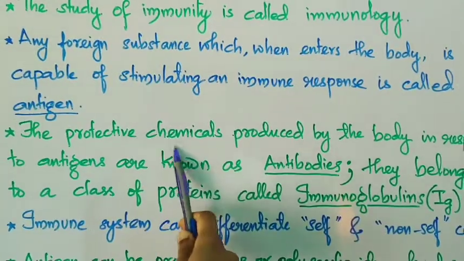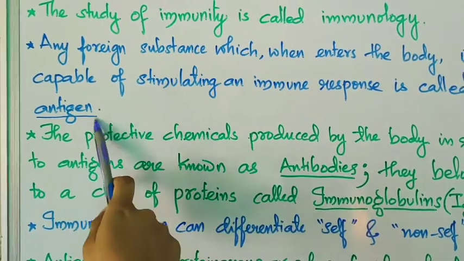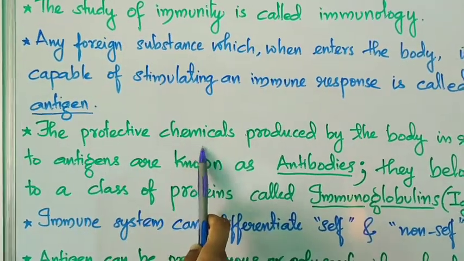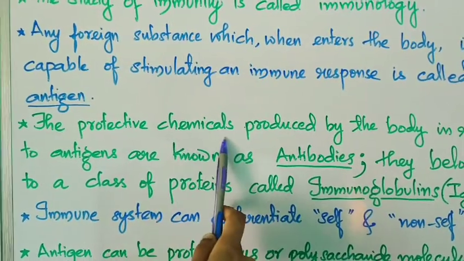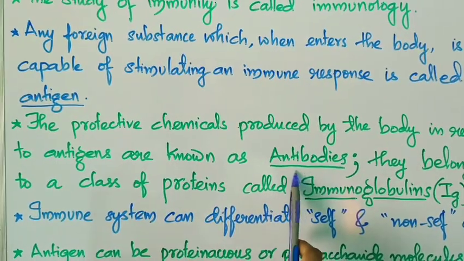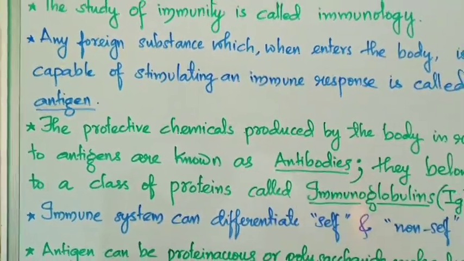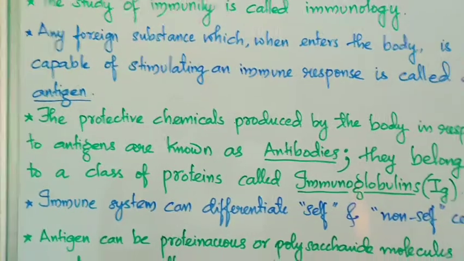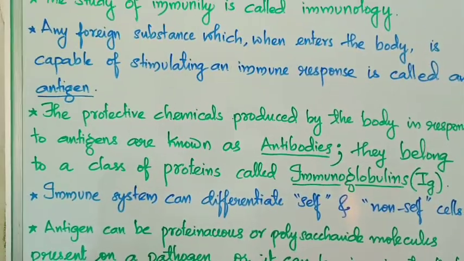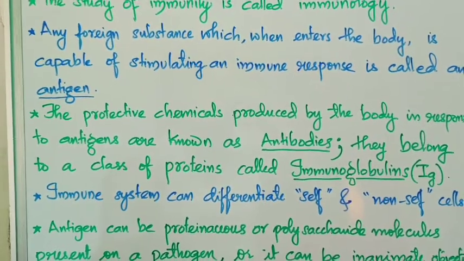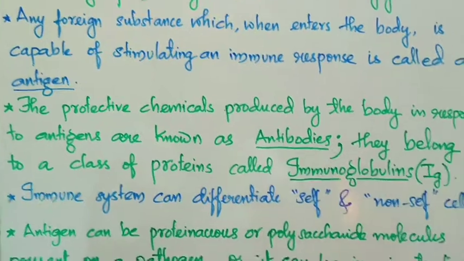The protective chemicals produced by the body in response to the antigen: when the antigen enters, the body's immune system is triggered and the immune system produces certain chemicals. Those chemicals are called antibodies. Antibodies are special cells, okay? Rather than terming them chemicals, let's call them protective cells. The protective cells produced by the body in response to antigen are known as antibodies.